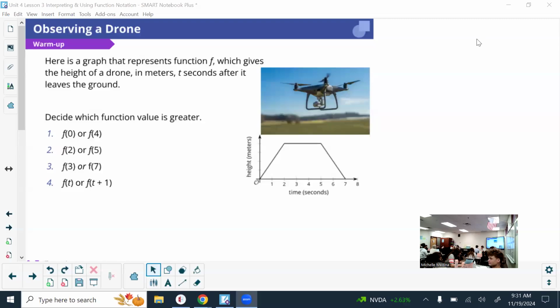So here's a graph that represents function f, which gives the height of the drone in meters t seconds after it leaves the ground. Decide which function is greater.